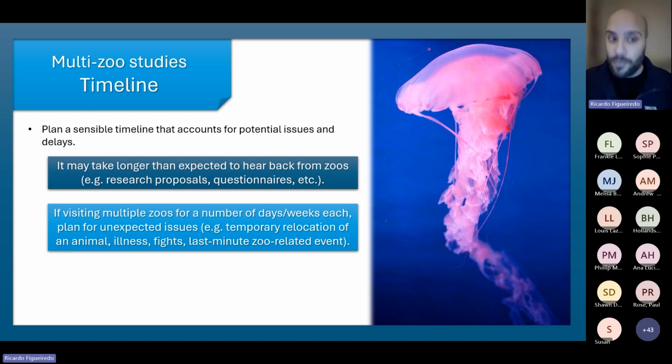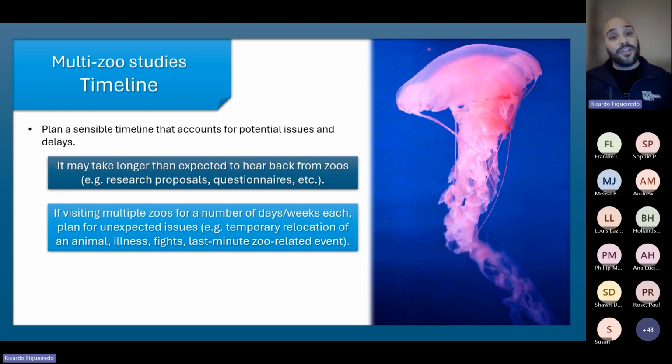Give it a bit of room to make sure that if something happens, you may be able to, for example, switch the day and do the behavioral data collection on another day because you have a few extra days to play with. I know this can be difficult to do because sometimes you're on a budget and you are restricted in terms of time, but it's about finding the right balance.